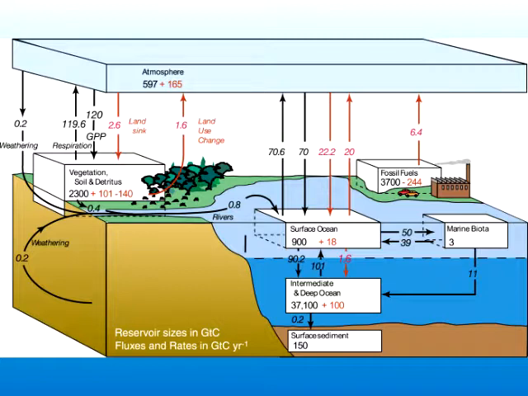The numbers are in gigatons of carbon, and the rates at which this is happening are in gigatons of carbon per year. So those arrows with the numbers refer to gigatons going into the atmosphere and coming out of the atmosphere and all that sort of thing. The black numbers, in contrast, refer to natural processes in the absence of human activity.